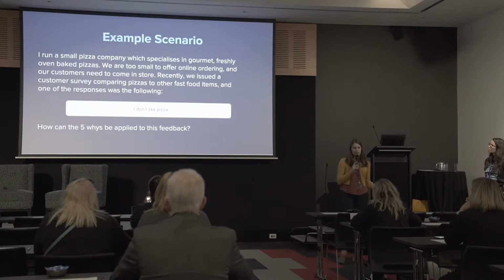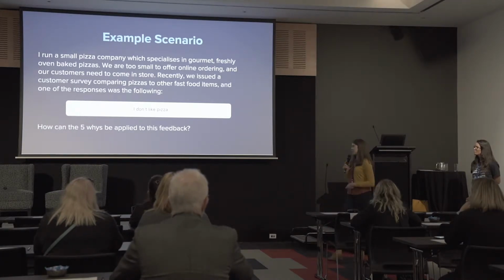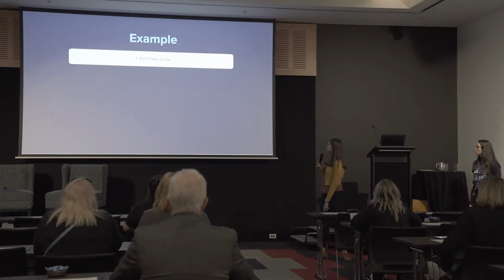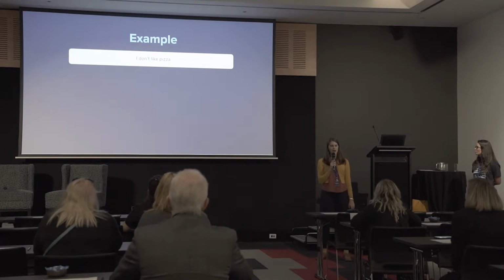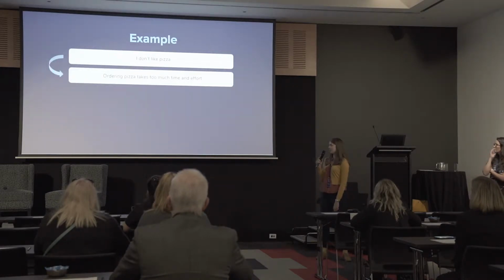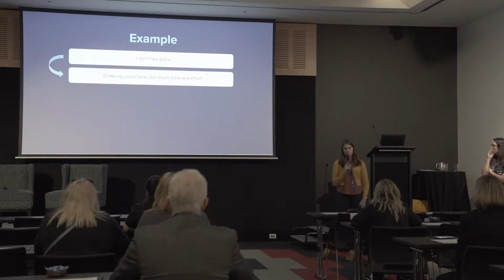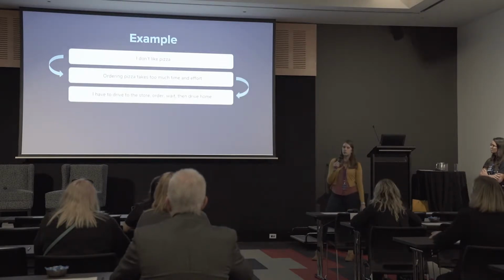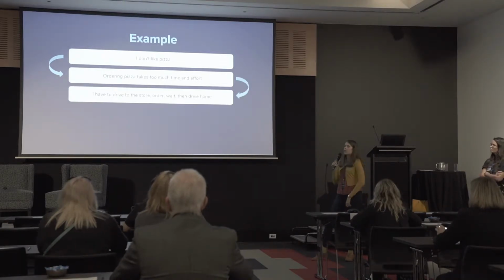So now let's just go ahead and quickly apply the 5 whys and see how we can really dig deep and understand why this customer doesn't want to buy pizza from us. So, I don't like pizza. Why don't you like pizza? They might say, ordering pizza takes so much time and effort. Why does it take too much time and effort? I have to drive to the store, got to order it, and then wait, and then drive all the way home. Why is that a problem for you?